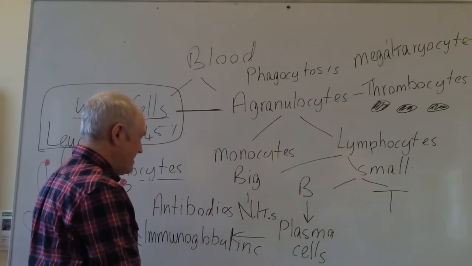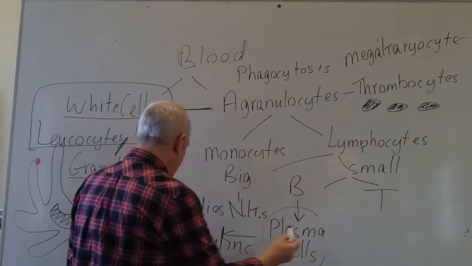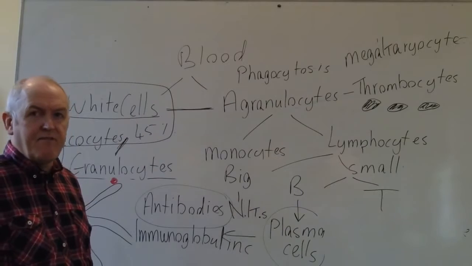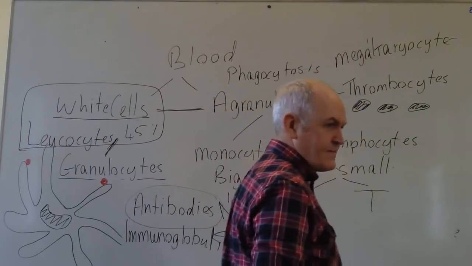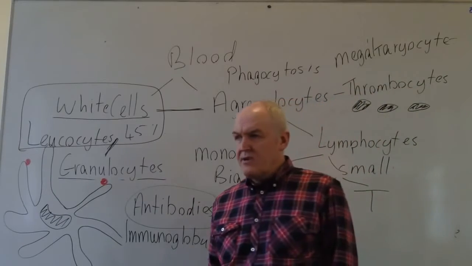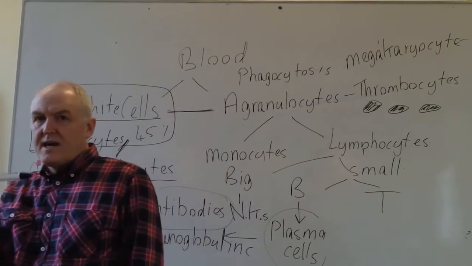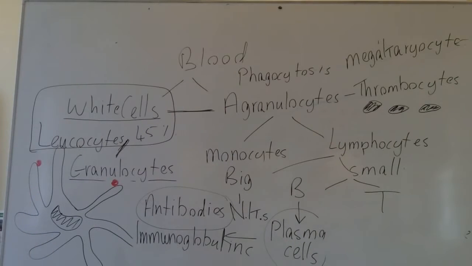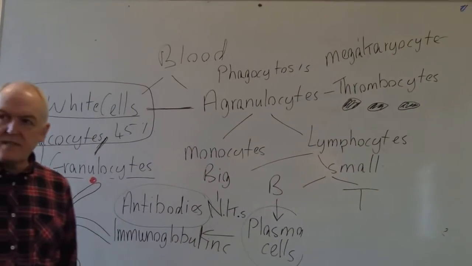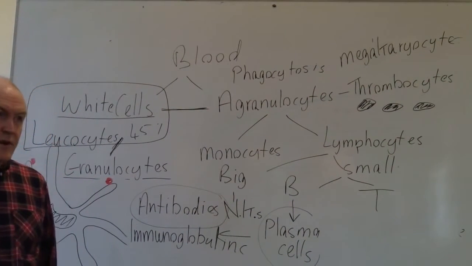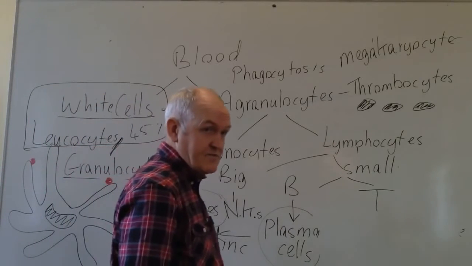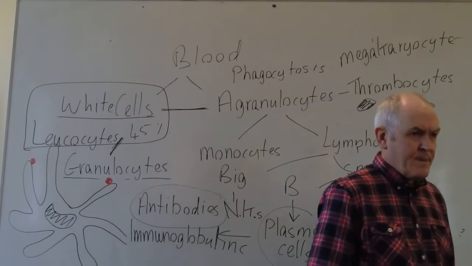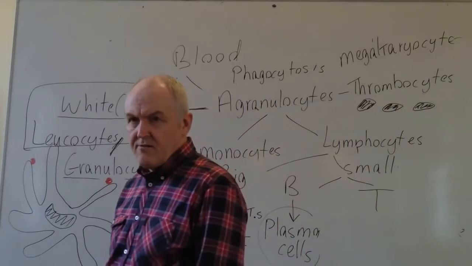And particularly, because they make antibodies, the lymphocytes are particularly good at fighting viral infections. So when you have a viral infection, it's the number of lymphocytes that tends to rise. So bacterial infection, it's the neutrophils that tend to rise. And chronic bacterial infections, it's the monocytes that tend to rise. But viral infection, it's the lymphocytes that tend to rise in number.